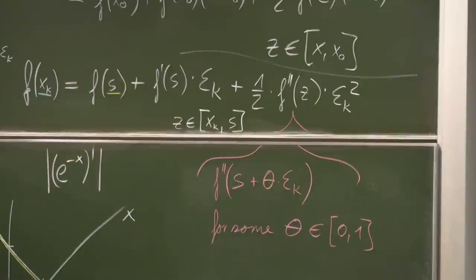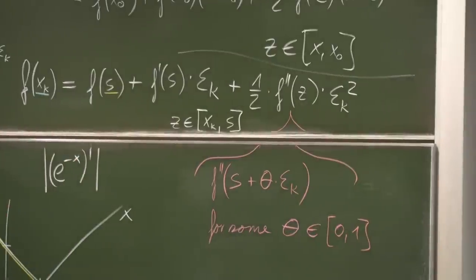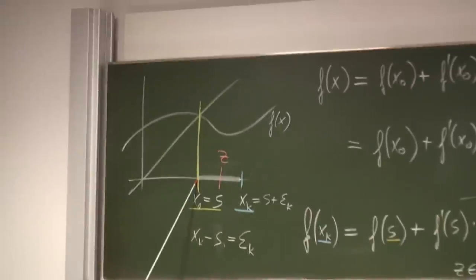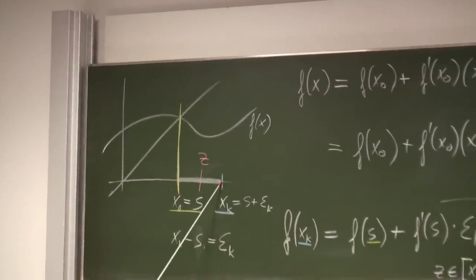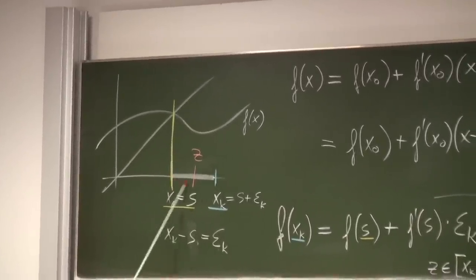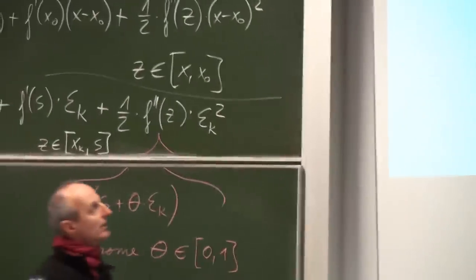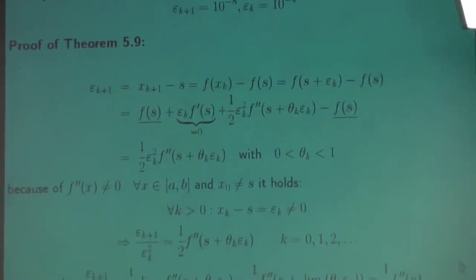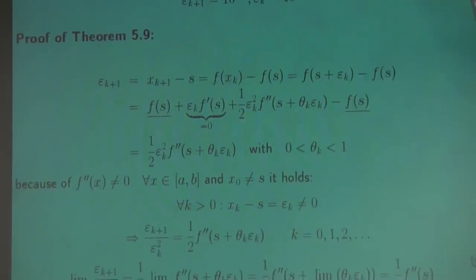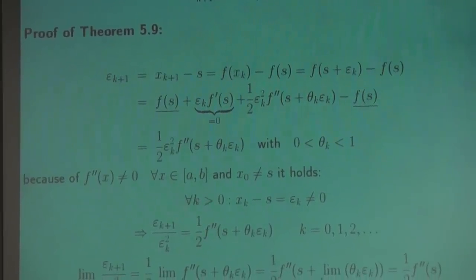Yeah? If theta is equal to 0, we are here. If theta is equal to 1, we are here. And otherwise, somewhere in between. So this is equal to that. And that's why we write it here like that. And you may ask now, why did you do this? Huh? You will see it, because we need it now.